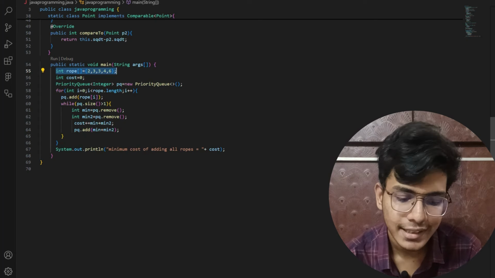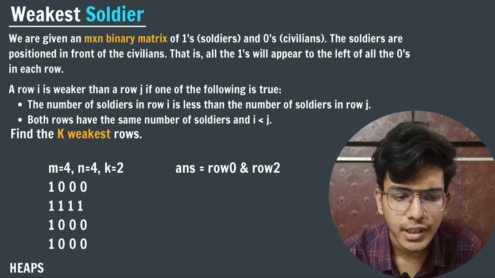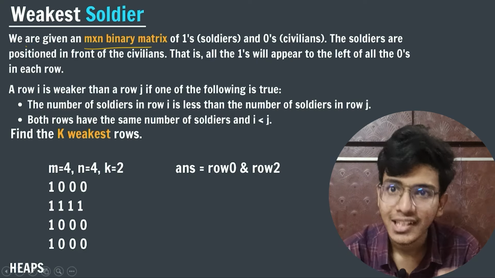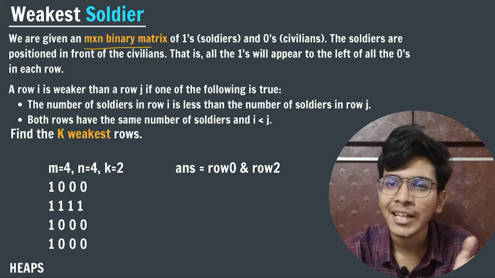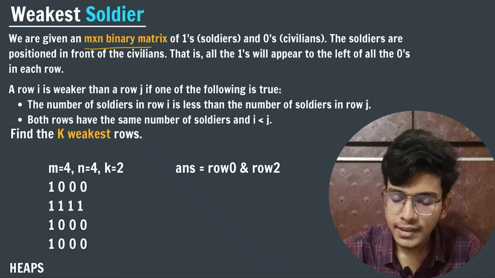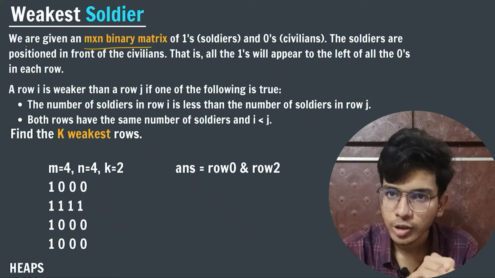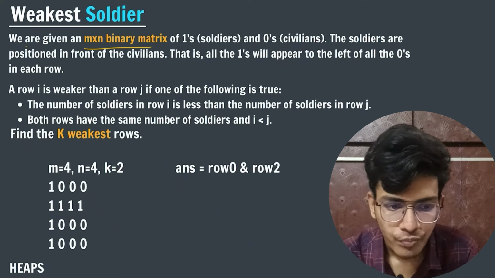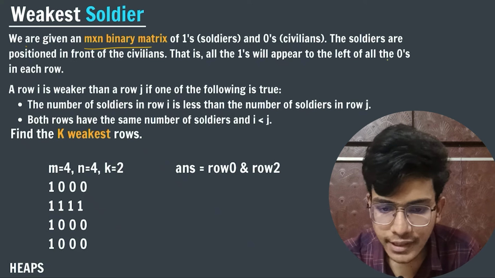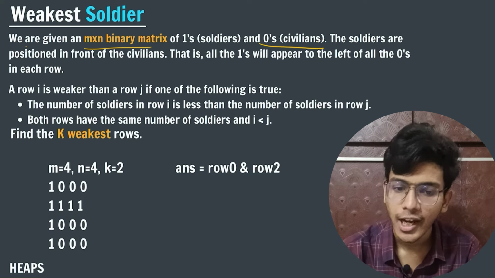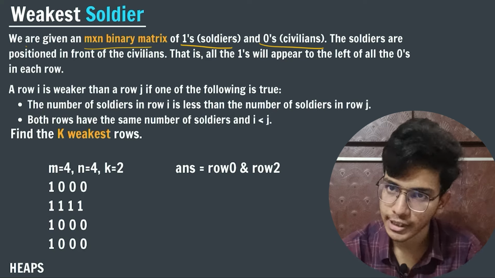Now let us talk about another interesting question. In the question, the user will give us an m cross n 2-dimensional matrix. In the matrix, all the elements are binary elements. What I mean by binary elements is that in the whole matrix, it can store either 0 or 1. If it is storing 0, then it represents a civilian. If it is storing 1, then it represents a soldier.